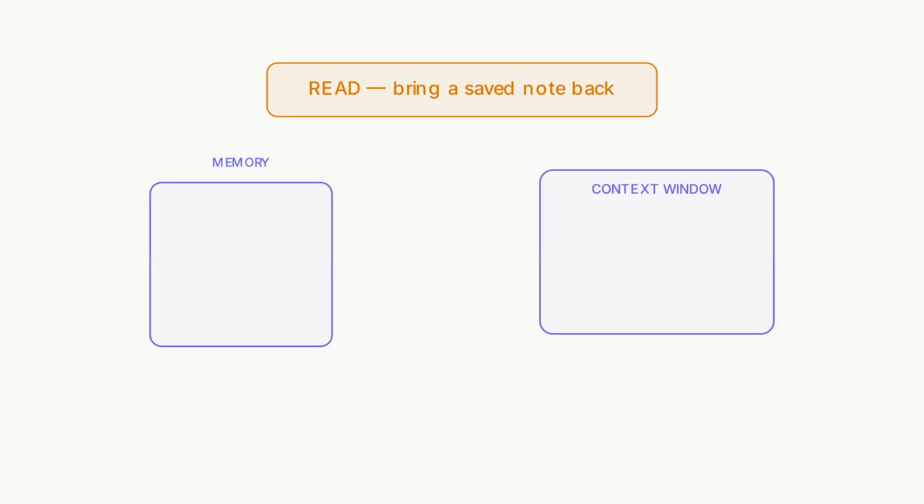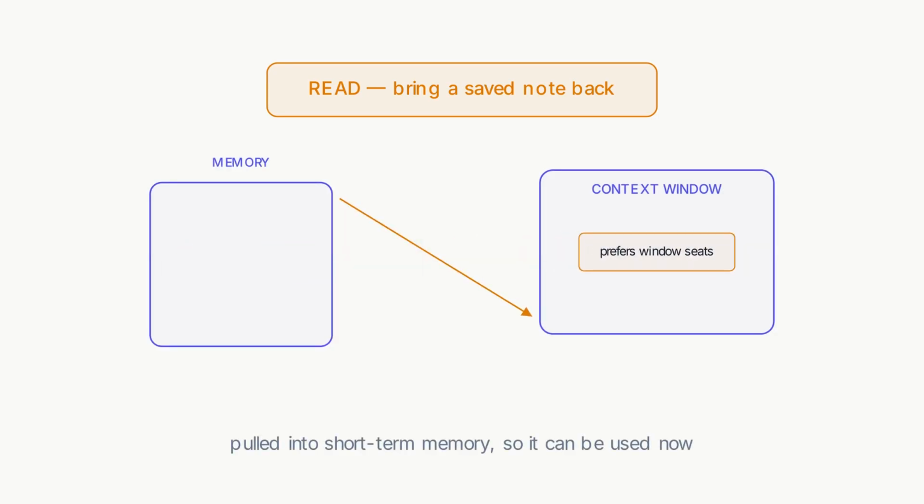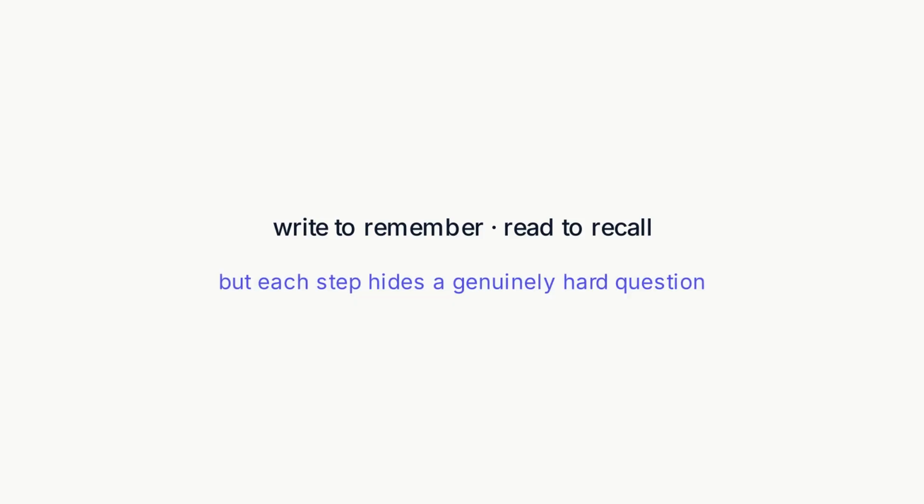Reading is bringing a saved note back. When you return days later, start a conversation, the agent looks into its store, pulls out the notes that are relevant to what you're now talking about, and drops them into its context window, its short-term memory, so it can use them. Write to remember, read to recall. Simple to say. But each of those two steps hides a genuinely hard question, and getting them right is what separates an agent that feels thoughtful from one that feels creepy or clueless.